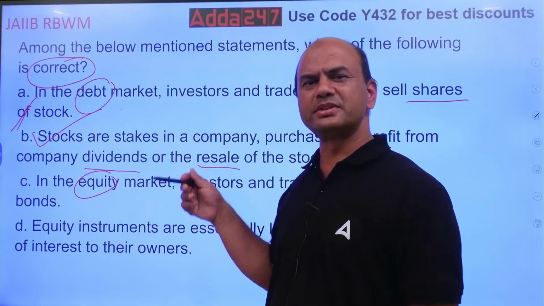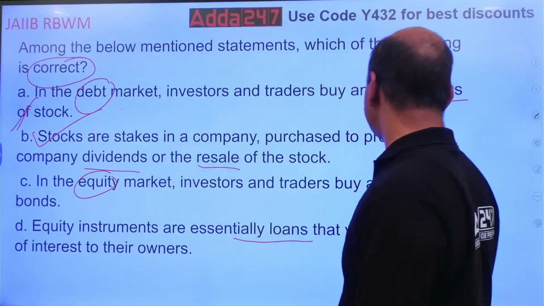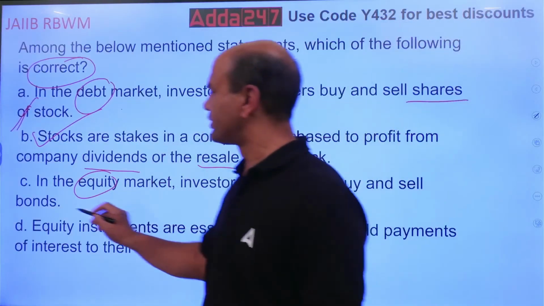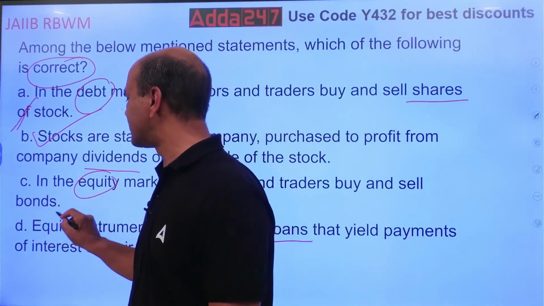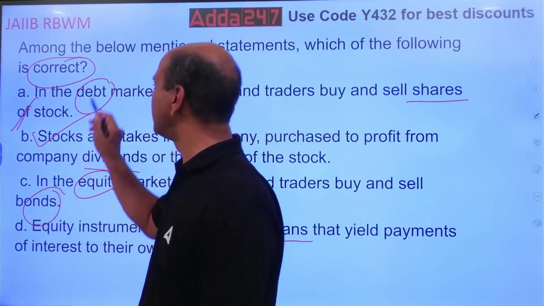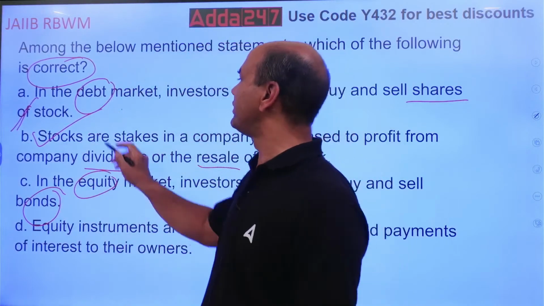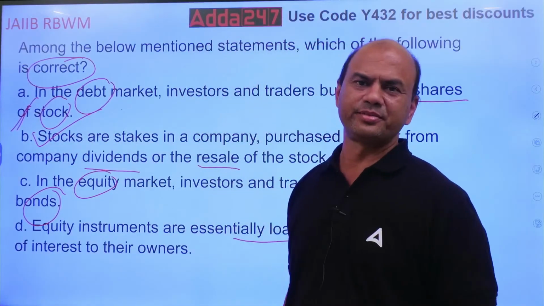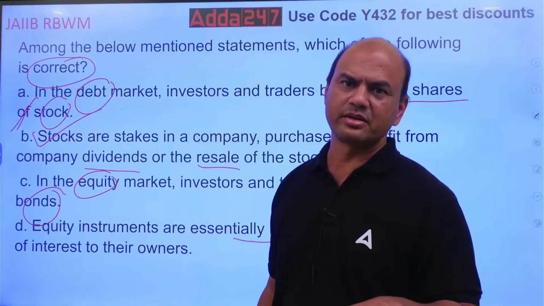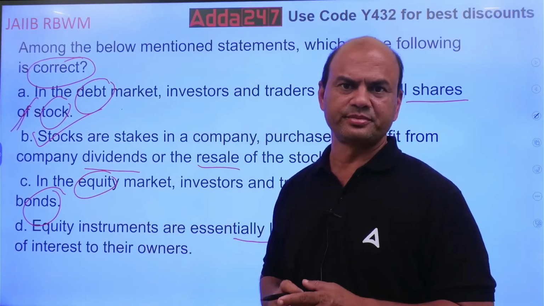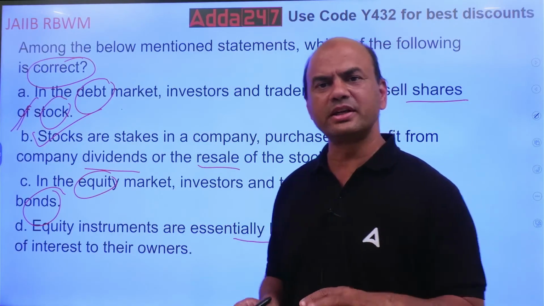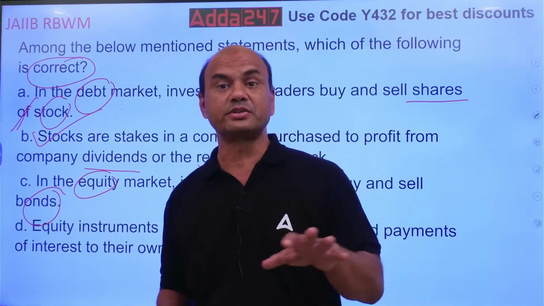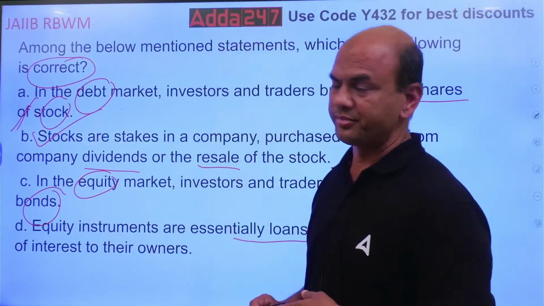They are exactly opposite. In the debt market, investors buy and sell bonds. So bonds are done in the debt market, and in equity, we do stock shares. It is exactly the opposite. Equity market: shares. Debt market: bonds. We buy and sell bonds in the debt market, in what is called the secondary market.